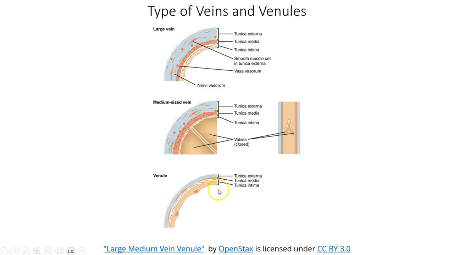All right, venules: single layer of that tunica intima, and very, very thin layers of the other regions as well.